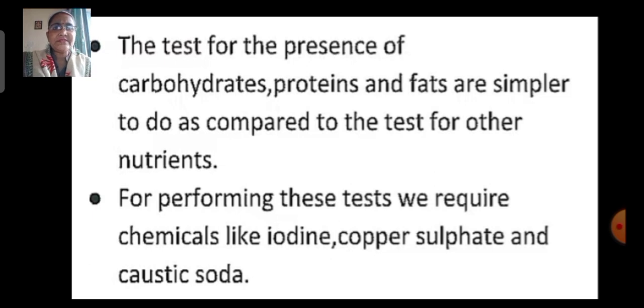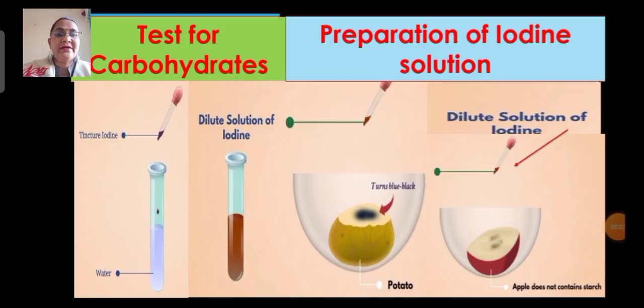The tests for the presence of carbohydrates, proteins and fats are simpler to do as compared to the tests of other nutrients. For performing these tests, we require some chemicals like iodine, copper sulfate and caustic soda solution. Let us first understand the test for carbohydrates. Carbohydrates are present in food materials as sugars and starches.